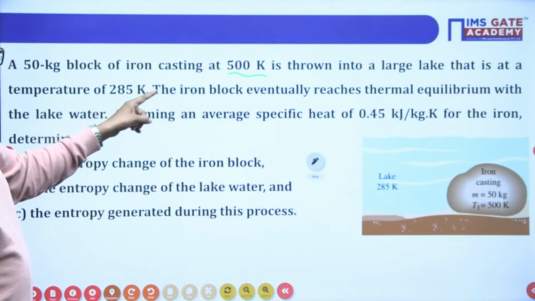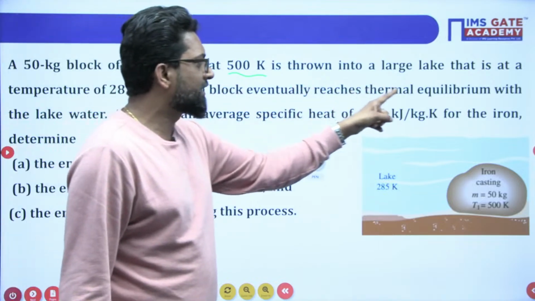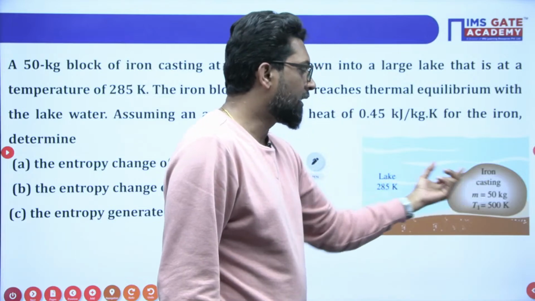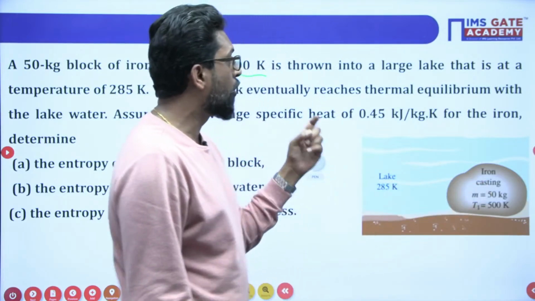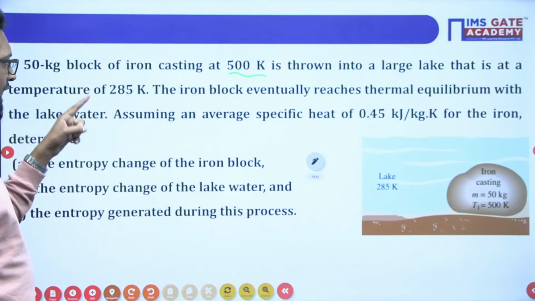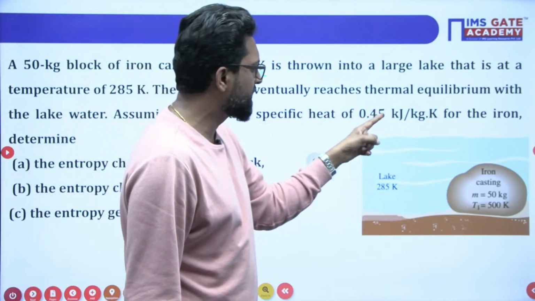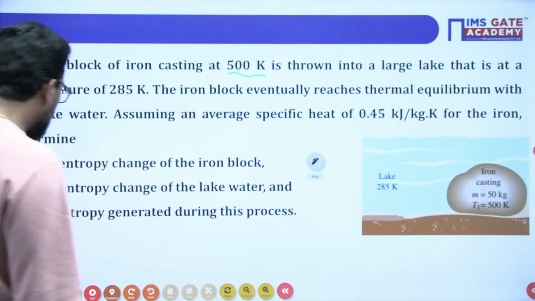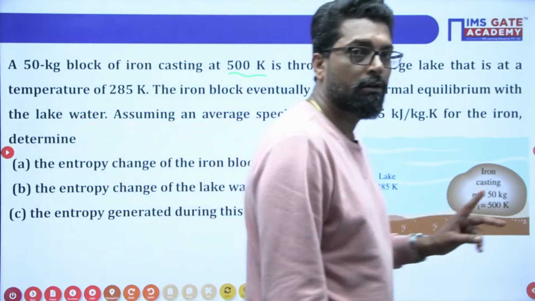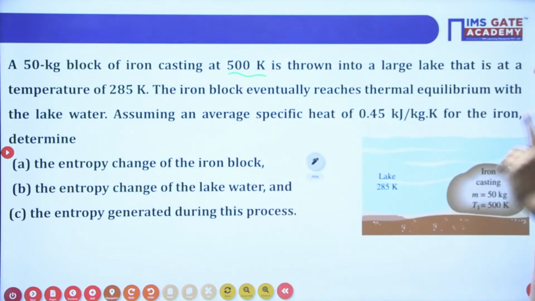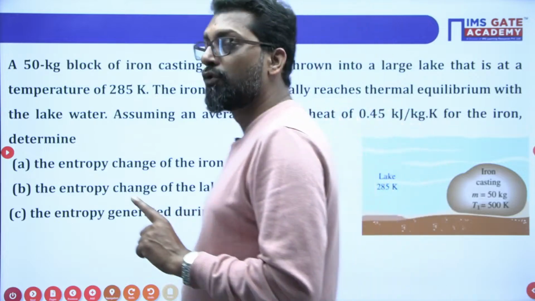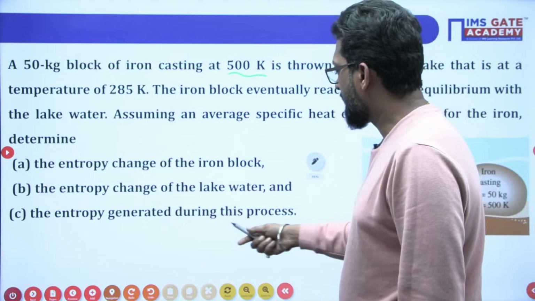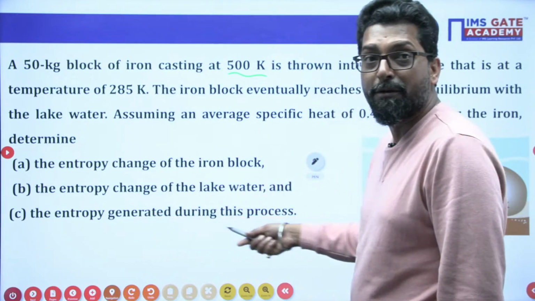The iron block eventually reaches thermal equilibrium. That means if you put this iron block into the lake, it attains a common equilibrium temperature with the lake water, assuming the average specific heat of iron is 0.45 kJ/kg K. Determine the entropy change of the iron block, the entropy change of the lake water, and the entropy change during the process. That is indirectly the total entropy change.